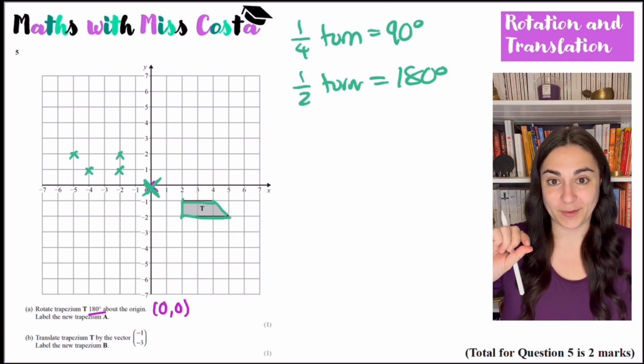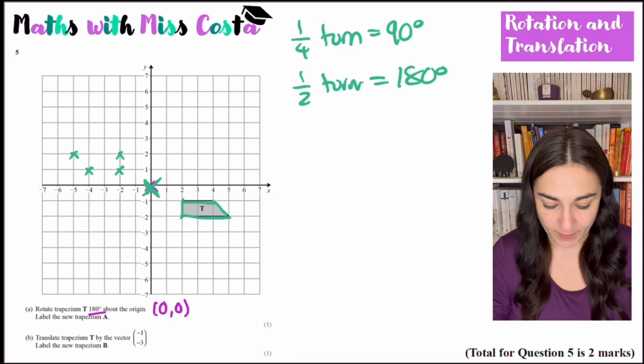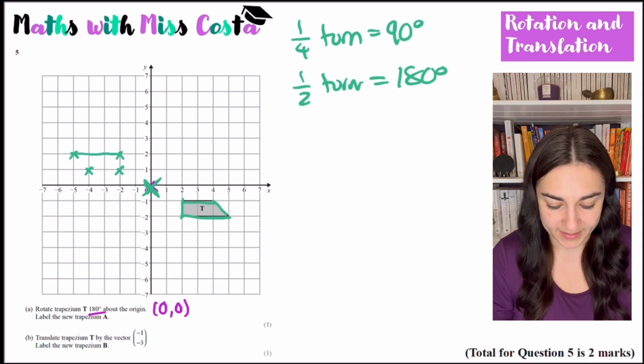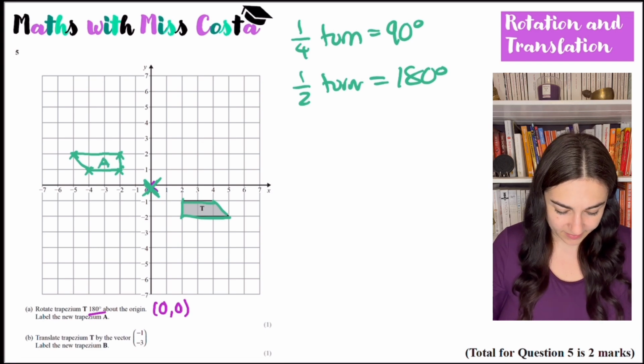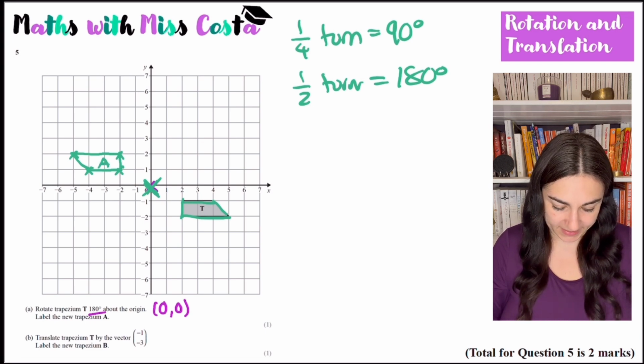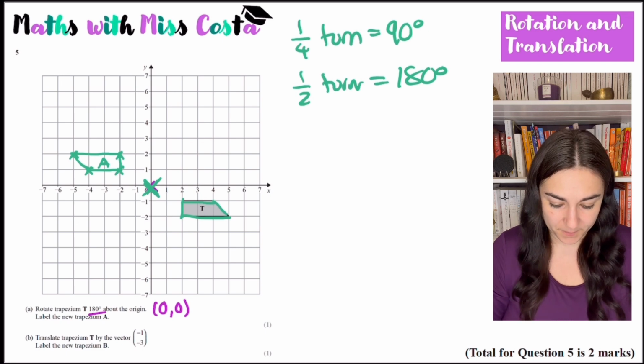Okay, so you've got your tracing paper, you mark the little points, and that's how you do your rotations. So they're nice and simple, and you mark that A. Then I'm told to translate trapezium T by the vector -1, -3.